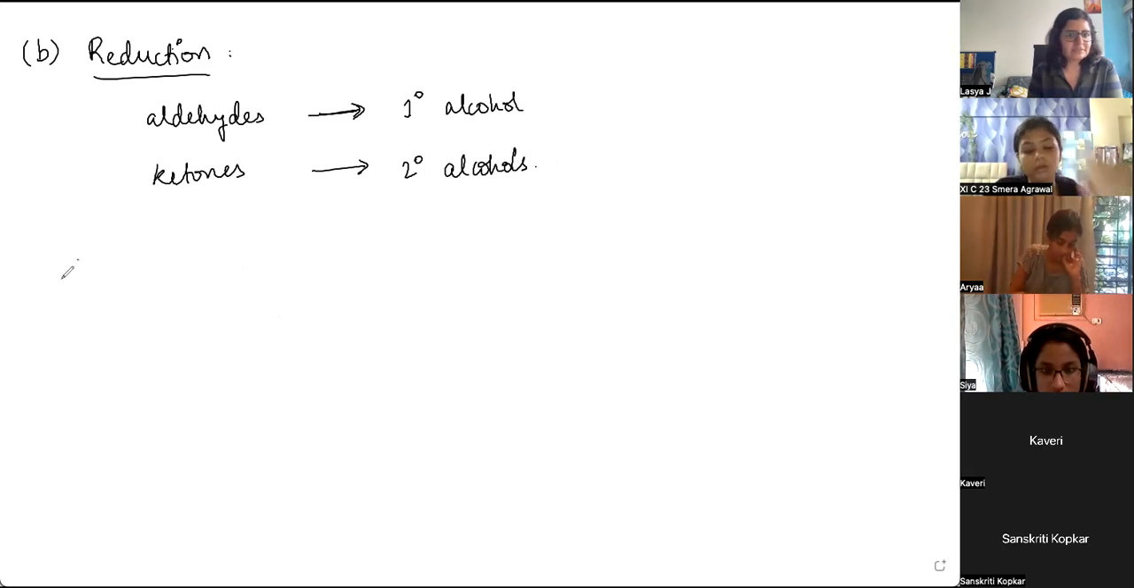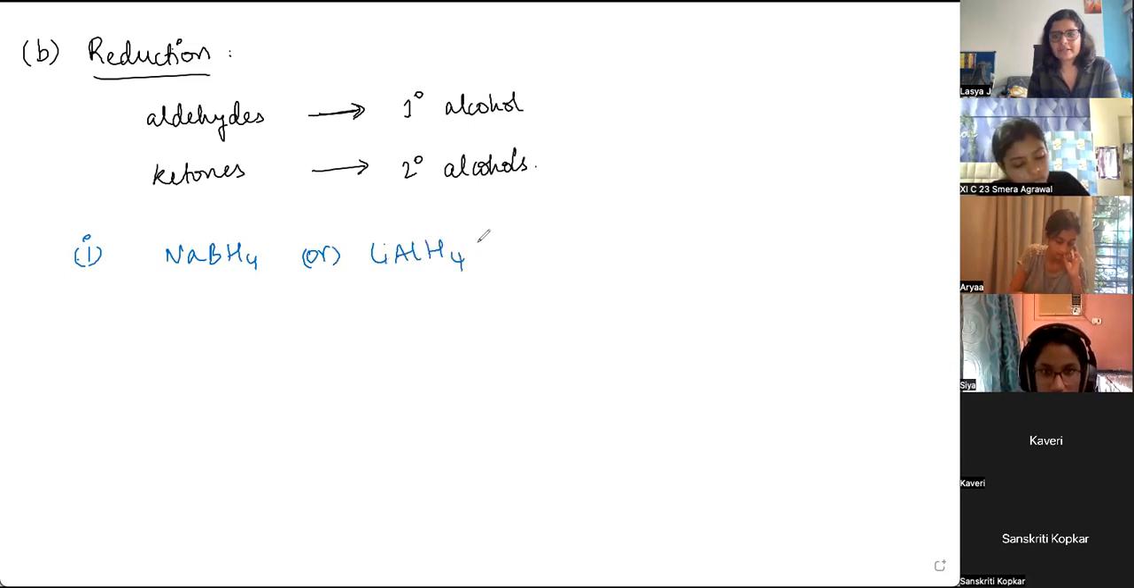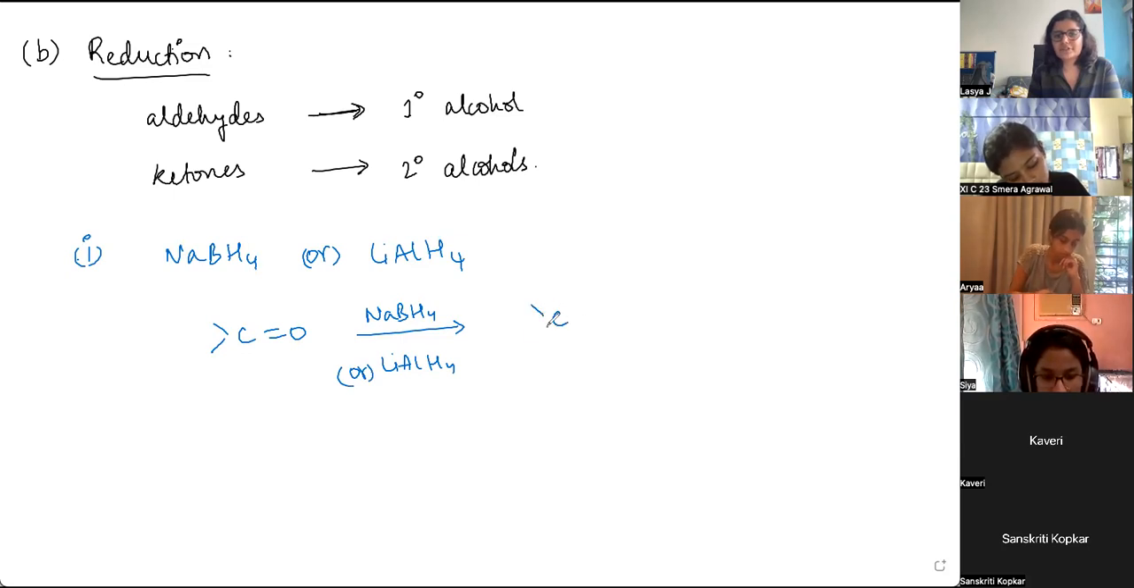So the first set of reducing agents you can use would be NaBH4 or LiAlH4. These are hydrides, and they just add the hydrogen across the double bond. That's it. So you have C double bond O. Using these reagents, NaBH4 sodium borohydride or LiAlH4, hydrogen is added, so this becomes CHOH. That's it.